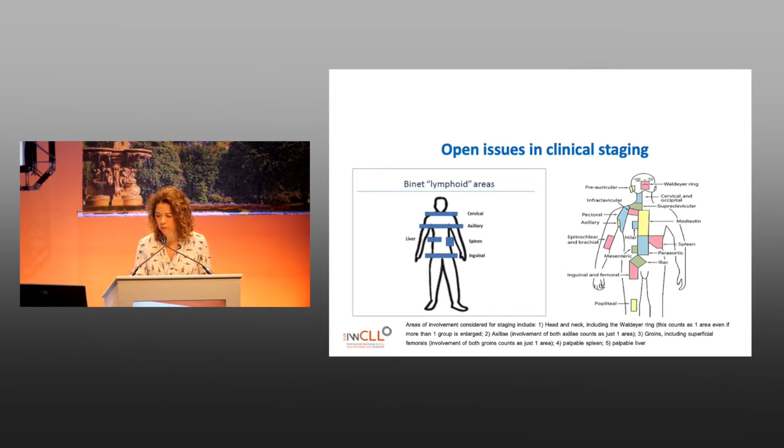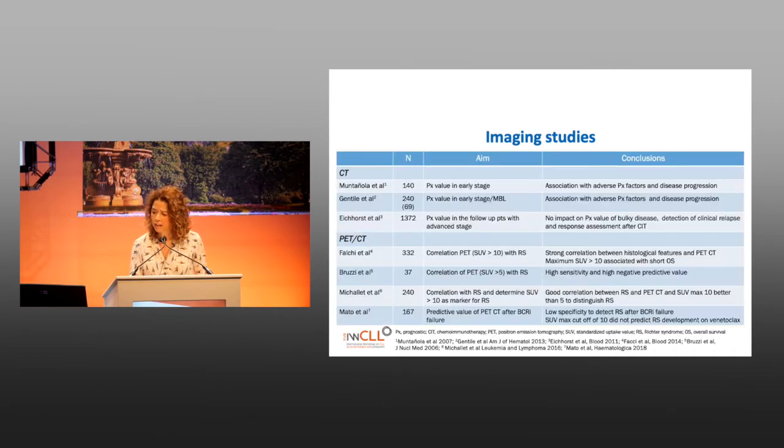You have the figure here. However, there are many more lymphoid areas that can be involved by the disease. Additionally, in clinical stages, they do not consider the size of the lymph nodes. So how to overcome these issues? The obvious answer is imaging studies.